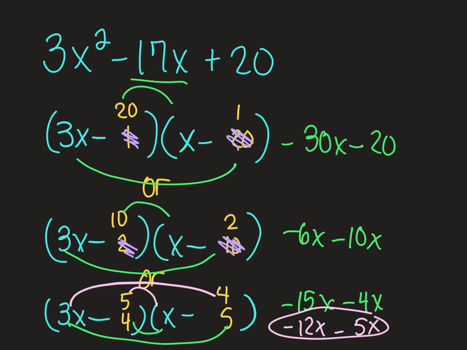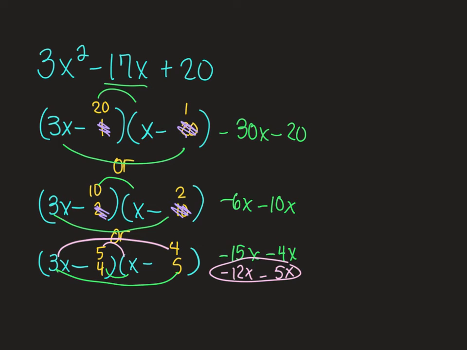So let's make a pretty copy of our final answer. We have 3x minus 5 and x minus 4.